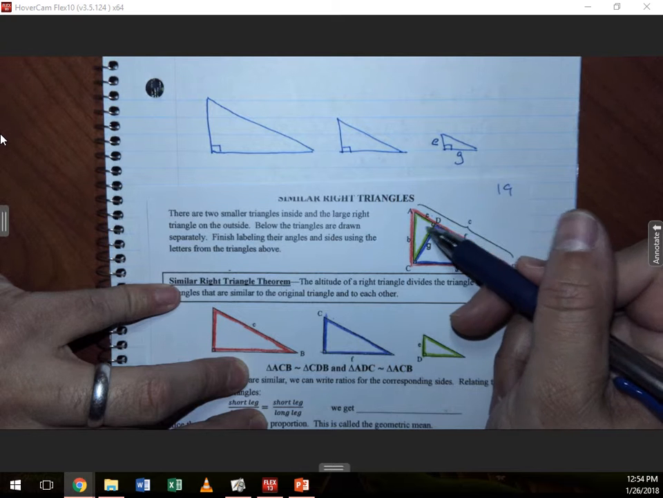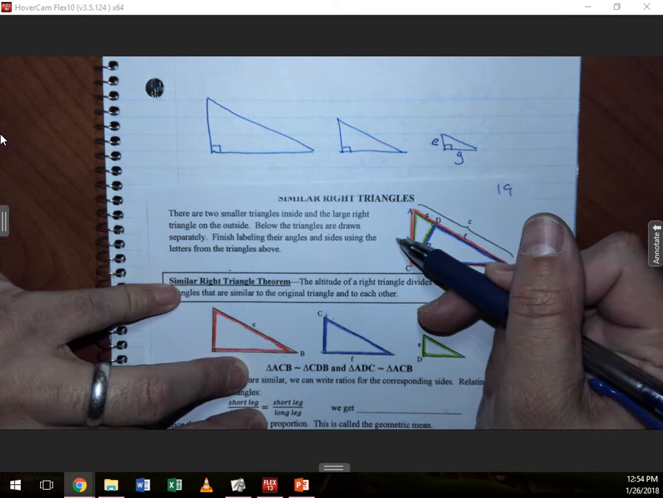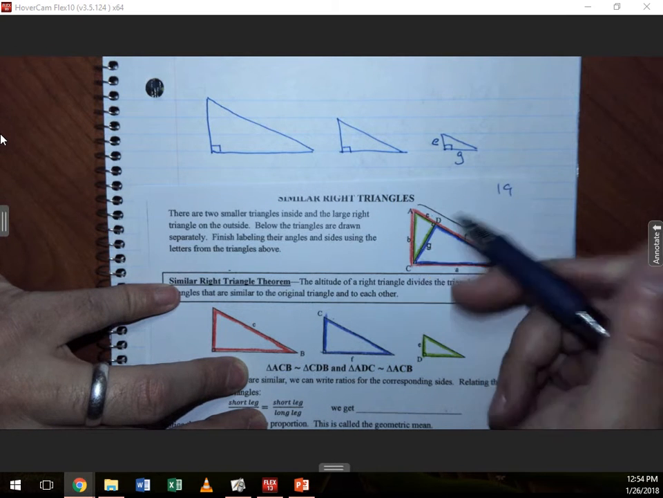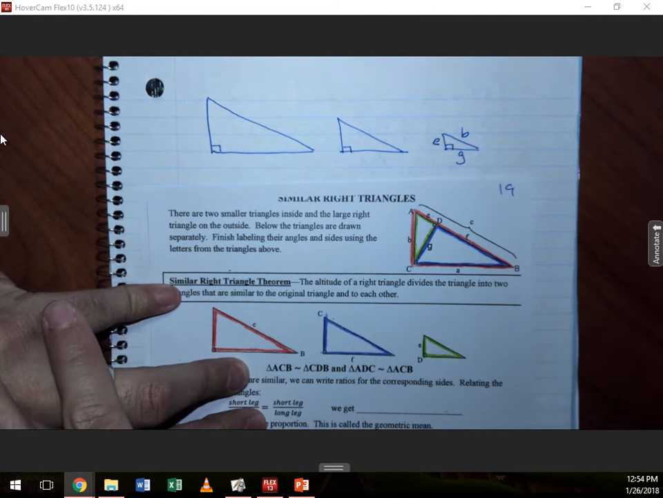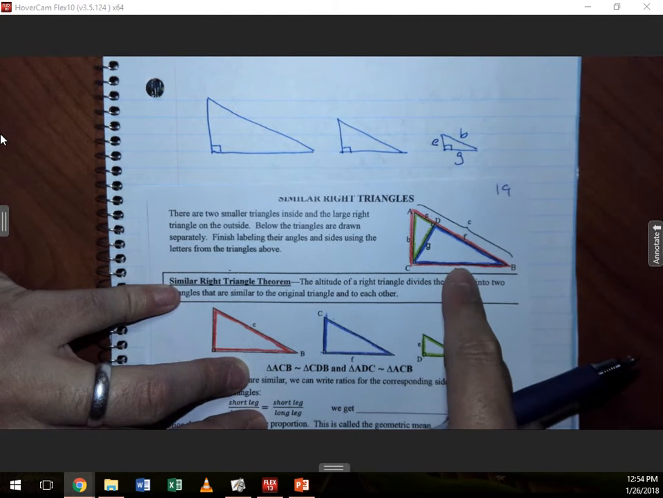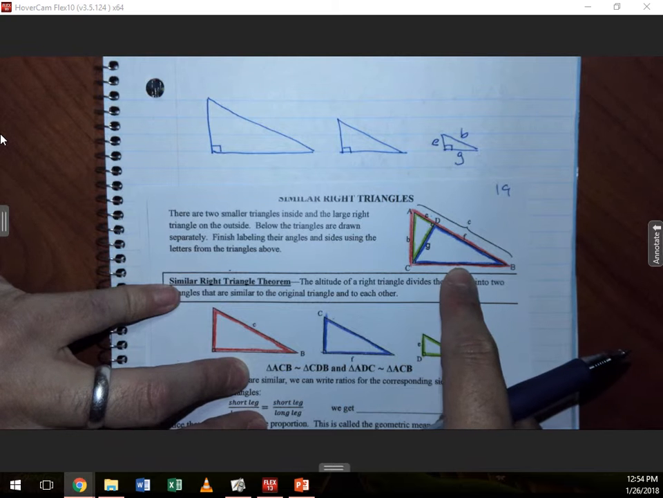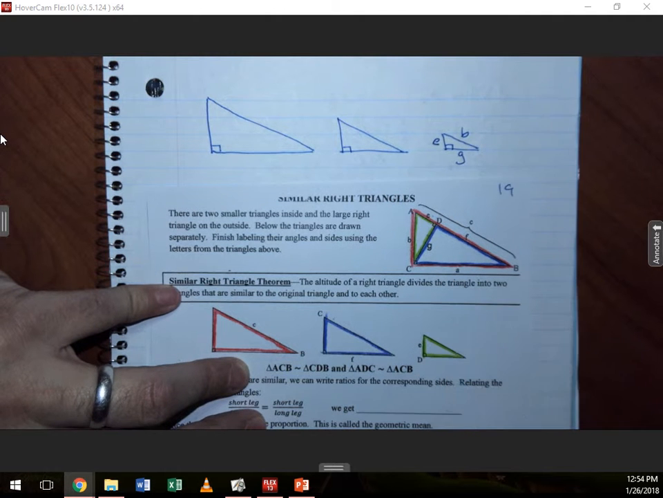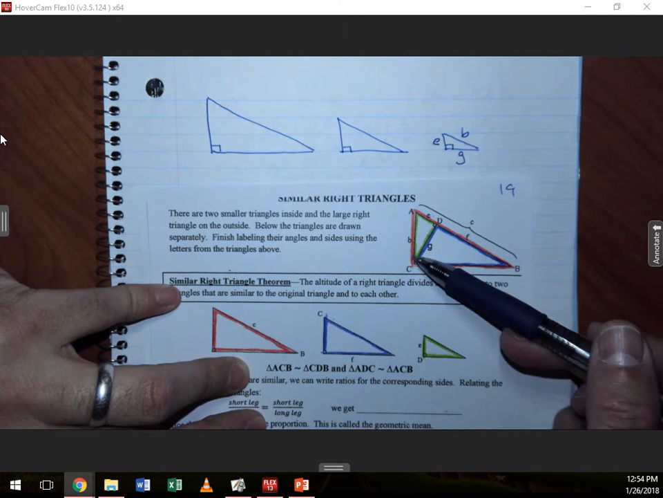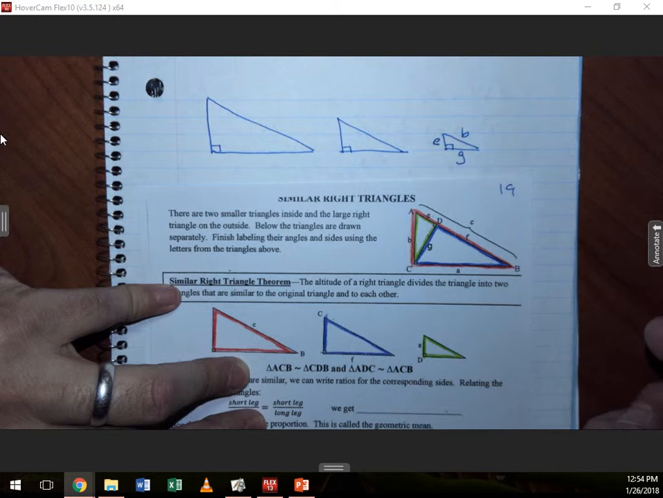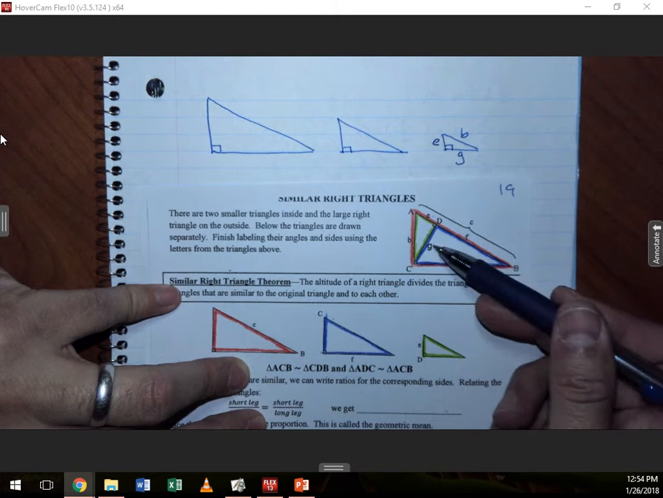So across from the right angle is my hypotenuse, and that is going to be B. All right? Now, let's take a look at my grande. What is the short leg of my grande? Okay, right here. It's the blue one I have for this. It's G, isn't it? The short leg is G.